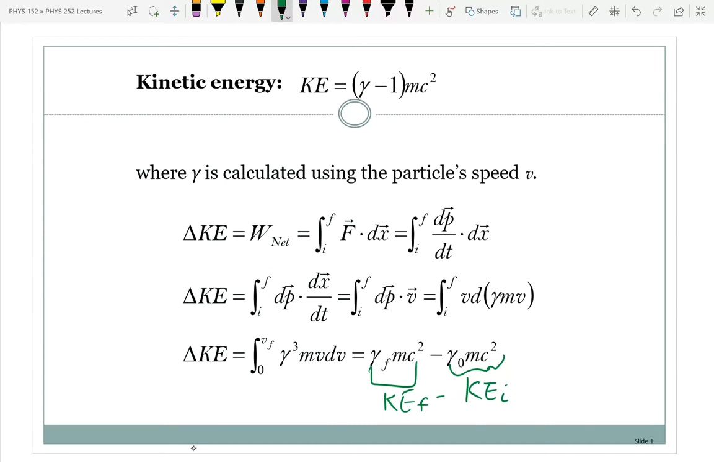First, we start with the definition that work is the integral of force dot distance. The laws of physics have to be the same whether we're talking about relativistic or non-relativistic situations. And so applying Newton's second law, it's the net force, so it's the net work. I should have put net there and didn't. So net force is the derivative of momentum with respect to time.